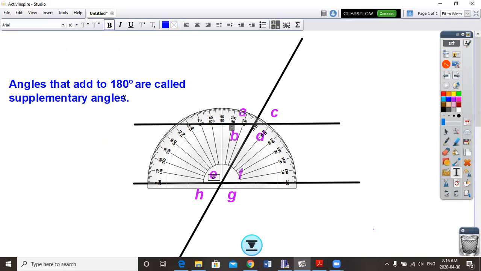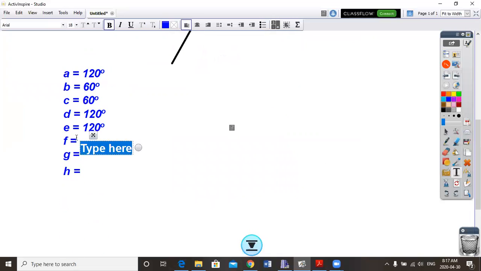Now, because we know about supplementary angles, we would anticipate that angle F, which should be equal to 60 degrees, and we've got the protractor in place so we can measure it. Angle F is 10, 20, 30, 40, 50, 60 degrees. So angle F is 60 degrees, it's equal to angle C, and it's equal to angle B.